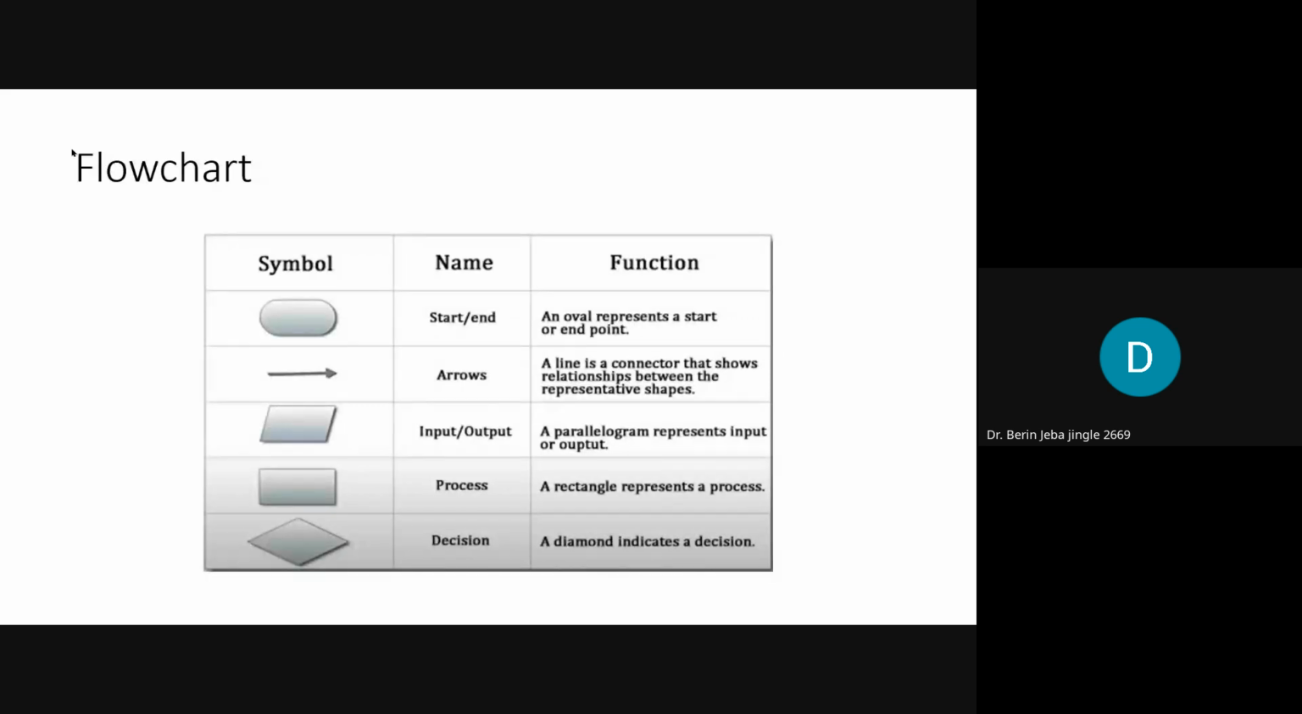These are the symbols used. So in an algorithm we have a start and stop step. For that we are using this oval, which represents the start and end step. Then this line connected with an arrow is called an arrow, which represents the relationship between the shapes. Next step, it leads to the next step.